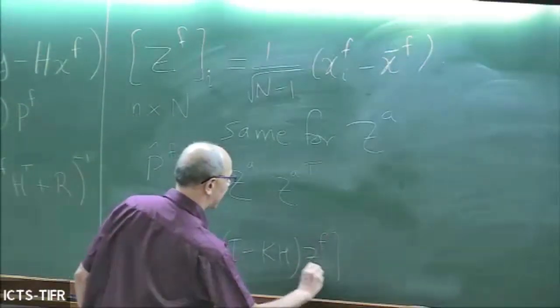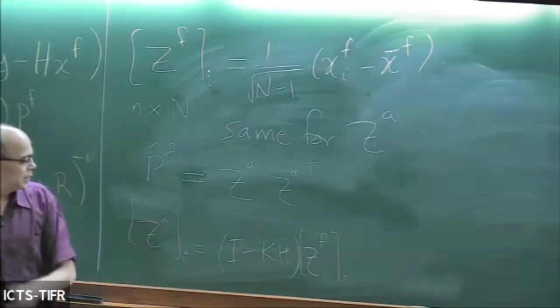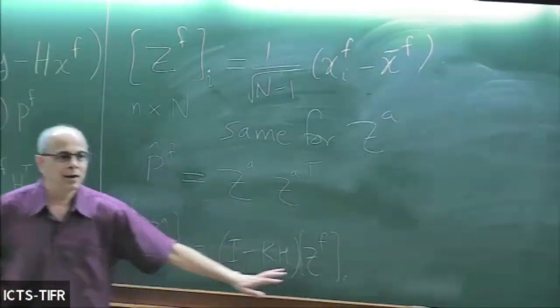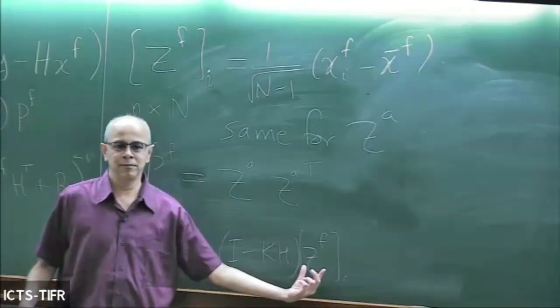So none of these terms will remain, and this will simply be I minus KH times ZF, the ith column. And if this equation is true column by column, then clearly I can just take away the i, and this is now the equation for the whole matrix ZA. ZA equals I minus KH times ZF.